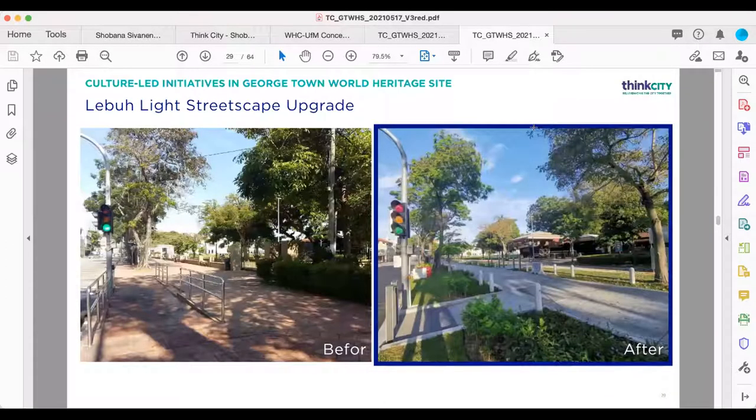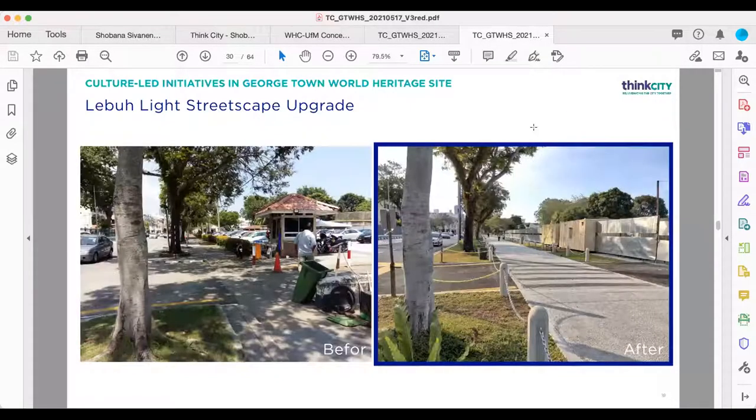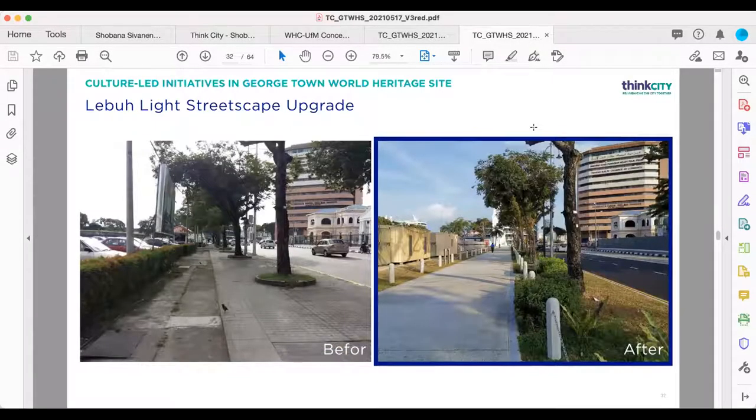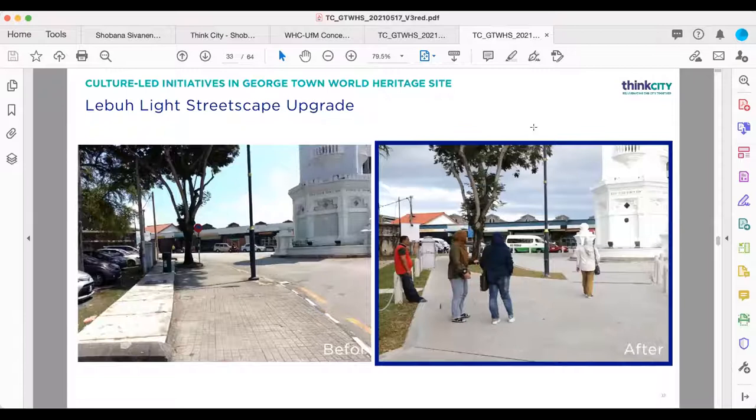This shows some of the sites before and after the changes. Again, this is an image of the site, so that we wanted to bring back the historical elements to improve and enhance the historic urban landscapes. And these are just images to share with you the kind of transformation that has happened.